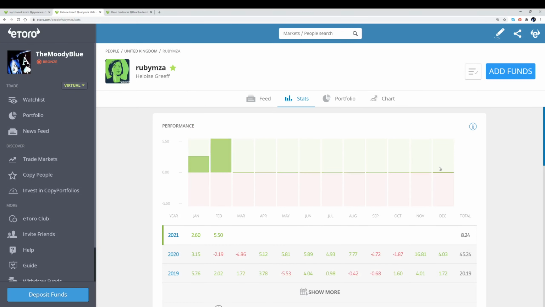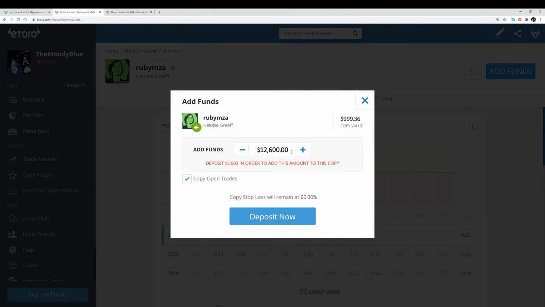So when I copied Heloise last year for $1,000, one of the first things I saw was she added money to the copy. She added 1.4%, which if you've put $1,000 in, then 1.4% is $14. So what I had to do was, faced with the decision, either add $14 to the copy or become desynchronized with Heloise.